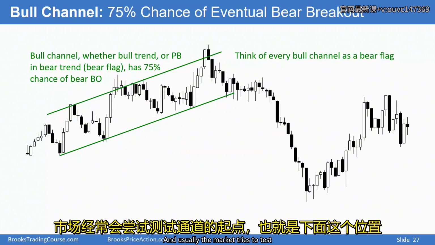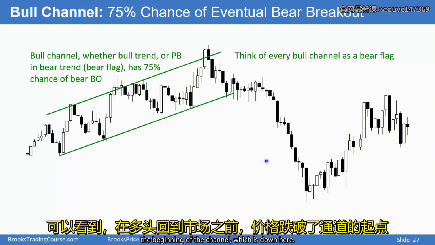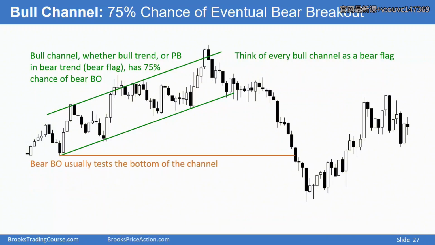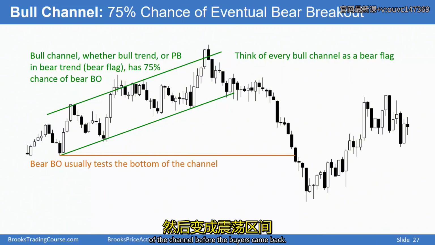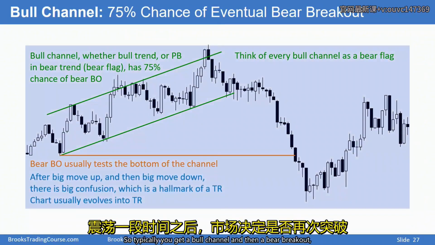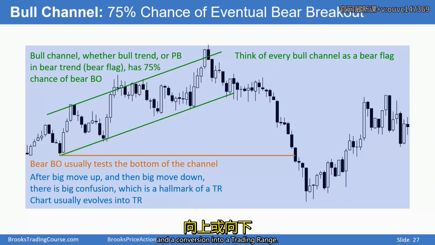And usually the market tries to test the beginning of the channel, which is down here. And you can see it fell below the bottom of the channel before the buyers came back. And so typically you get a bull channel and then a bear breakout and a conversion into a trading range. And at that point, the market decides whether to break out again to the upside or to the downside.